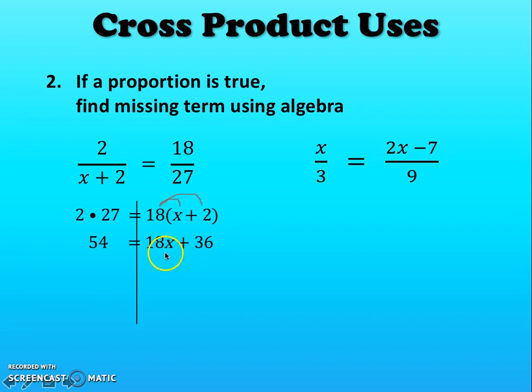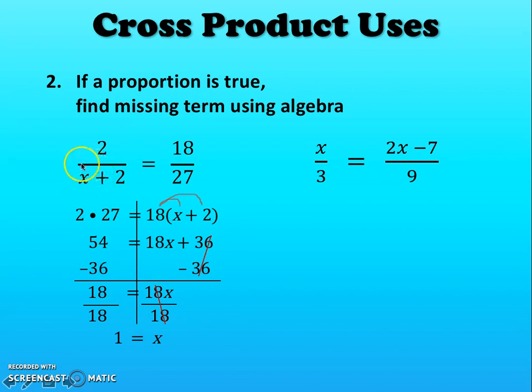Now I want my x by itself. So I have to undo the addition and subtraction first. I'm going to subtract 36 from both sides, and I'm going to get that 18 equals 18x. Now I divide both sides by 18 and I get that 1 equals x. So that's my missing term here. That's going to be a 1. So this would be 2 is to 3 as 18 is to 27.